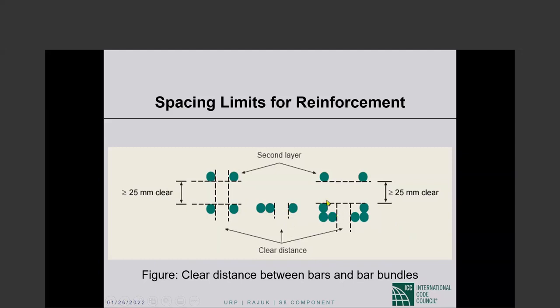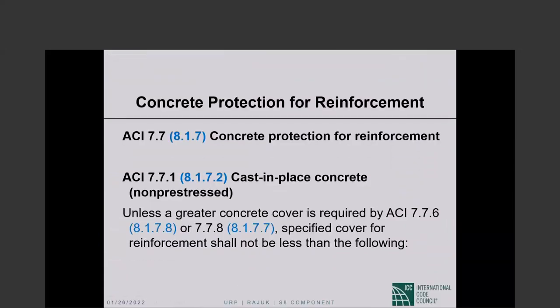Here, a bar bundle, above that a single bar, a bar bundle, above that a single bar. This spacing we talked about, and that spacing we also talked about, larger than or equal to 25 millimeters clear.